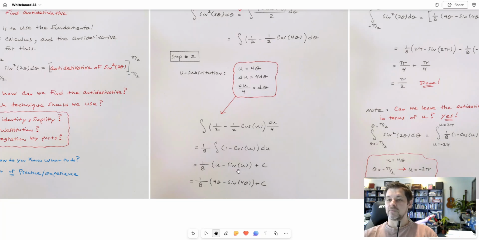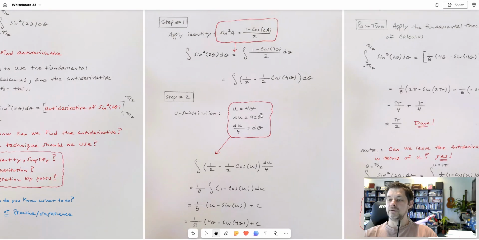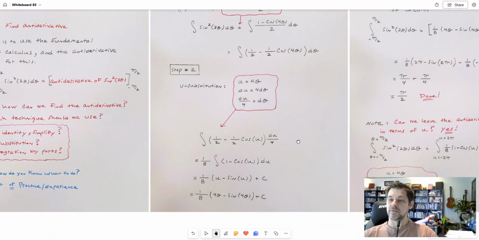From here, what I think people would often do is put this back in terms of the variable we started with. We introduce u so that the integral becomes workable. But u is not the variable we started with. Theta is the variable we start with. So I put this, which is in terms of u, back in terms of theta. I do that by just letting u be 4 theta, and I get that. So there's your antiderivative with the constant of integration attached to it.